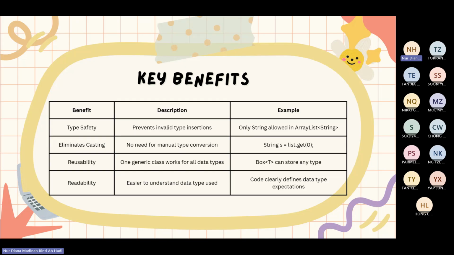Okay, so it eliminates casting, where you need not perform any manual conversion. For example, String s = list.get(0). Reusability: one generic class works for all of your data types. For example, Box<T> can store any type. Readability: it is easier to understand the type being used, since you already clearly define the expected data type.